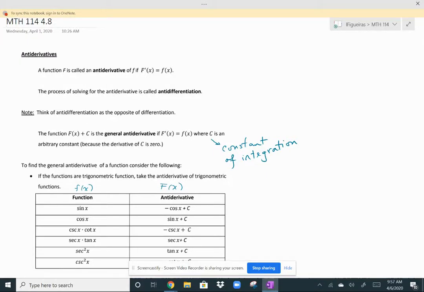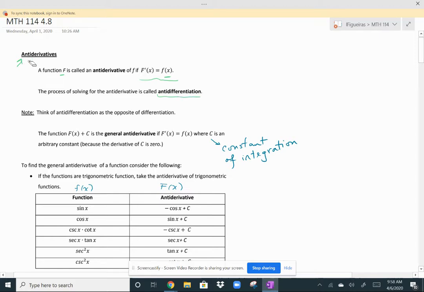Hi, this lesson is about antiderivatives. So the prefix anti means not or the opposite of the derivative. We're going to let capital F represent the antiderivative of little f. And so if capital F is the antiderivative of little f, then capital F prime of x must equal f of x.